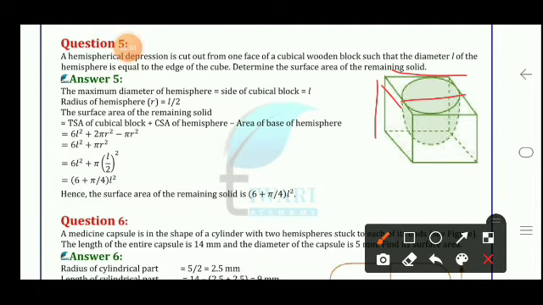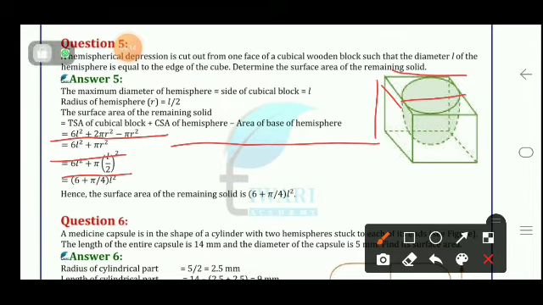Using the same formula as in question number 4, the total surface area of the remaining solid will be the total surface area of the cubical block plus the curved surface area of the hemisphere minus the area of the base of the hemisphere. So 6l square plus 2 pi r square minus pi r square, which is equal to 6l square plus pi r square. We have to write the value of r in terms of l. So 6l square plus pi into l upon 2 whole square, so (6 plus pi upon 4) into l square. This is the answer. Since the value of l is not given, the answer has to be found in terms of l only. We can also write it as (6 plus pi upon 4) l square.